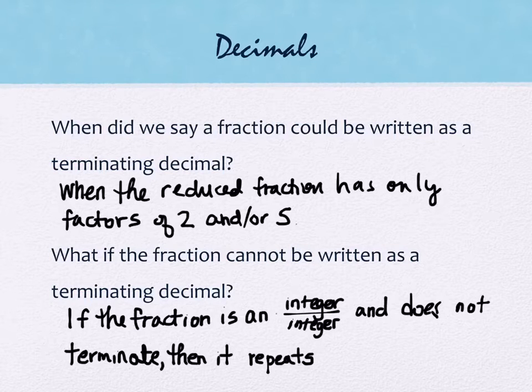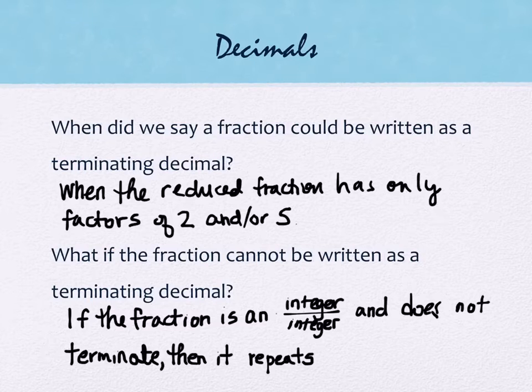So there's a disclaimer here: it has to be a fraction that has a certain form. We're not talking about things like the square root of 2 over something, or pi over 3. We're talking about something that is written as an integer over an integer, or that we can change so that it would be an integer over an integer.